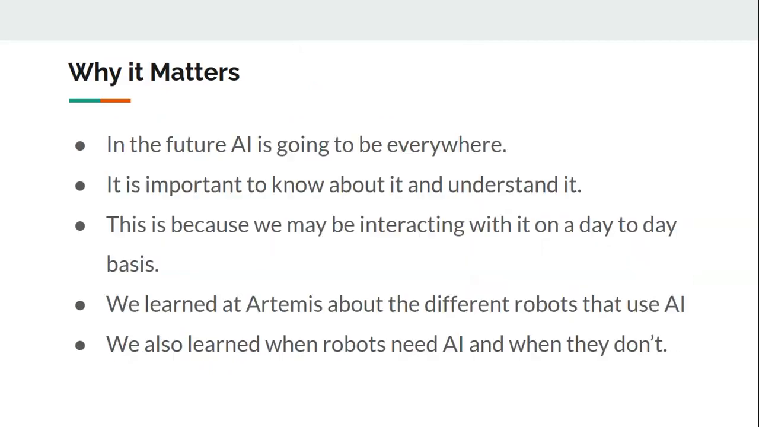But there are a lot of applications of AI though. So why does it matter? We say in the future AI is going to be everywhere. It is important to know about it and understand it, because we may be interacting with it on a day-to-day basis. We learned at Artemis about the different robots that use AI. Remember, that's Artemis. We also learned when robots need AI and when they don't. Right, so that's actually why it matters.